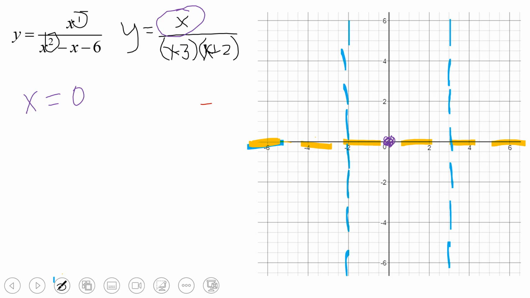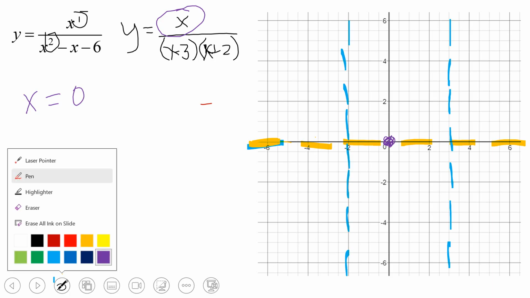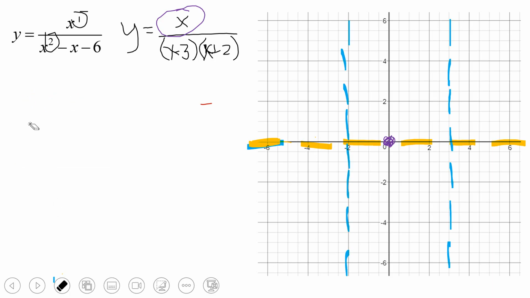We can see it here. And you can have multiple x-intercepts. In this case, we only have one. All right, well, what do we do now? Well, remember, we're going to choose 2 points to the left and 2 points to the right of every vertical asymptote. So I'm going to get started here.